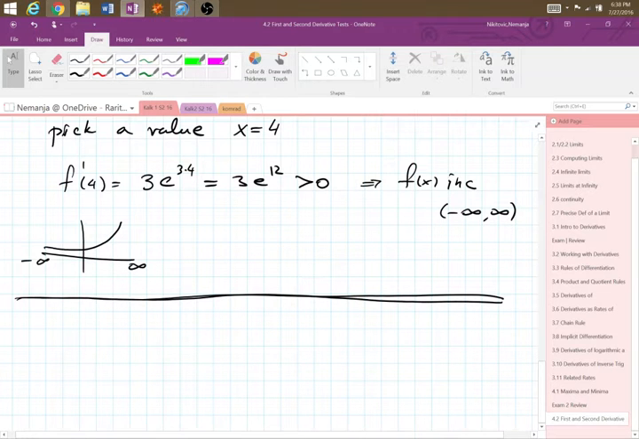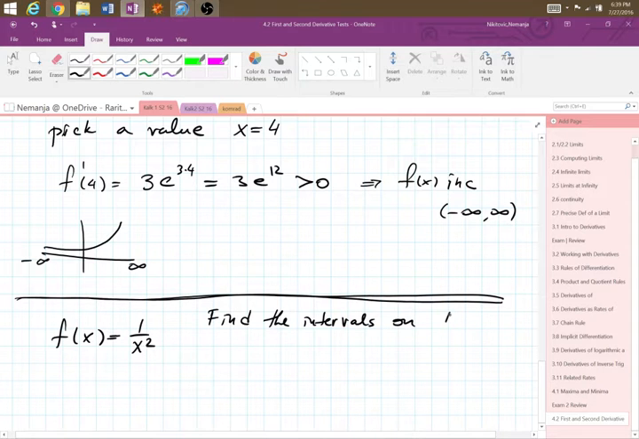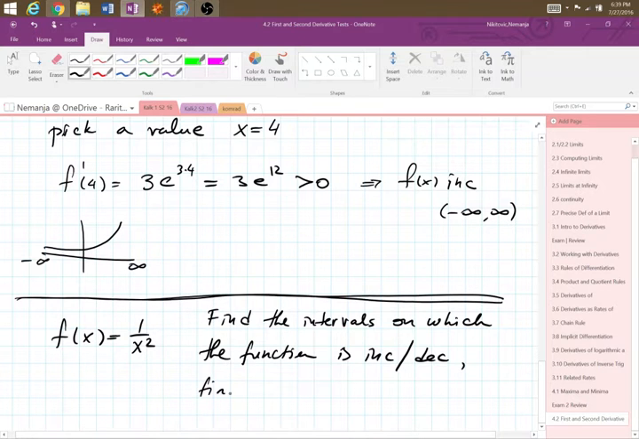Whatever. So let's talk about 1 over x squared, because we can. So f of x is equal to 1 over x squared. I will spell it out. Find the intervals on which the function is increasing or decreasing. Find all min/max.